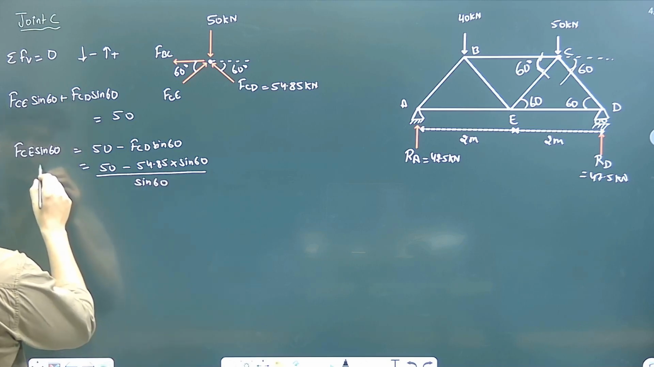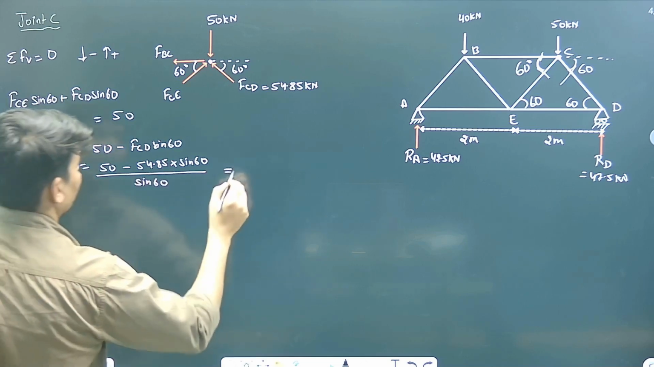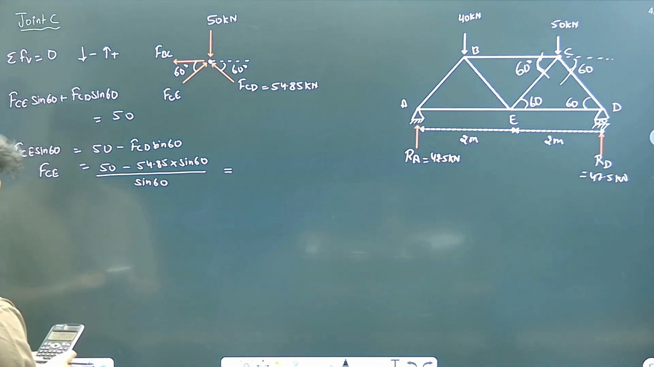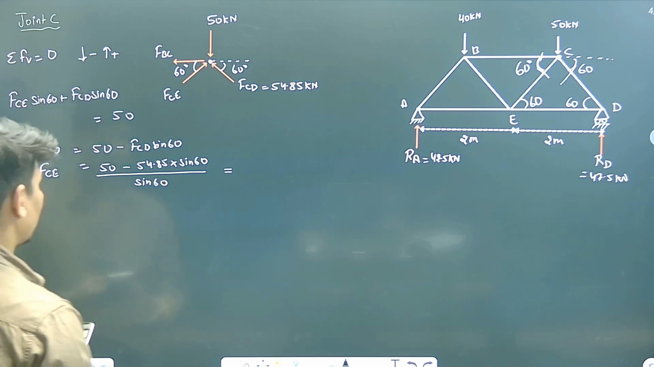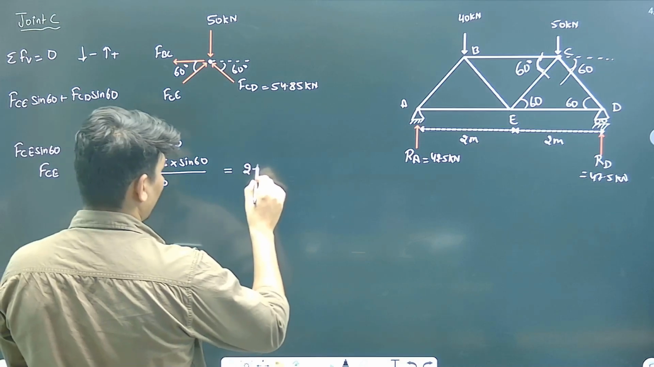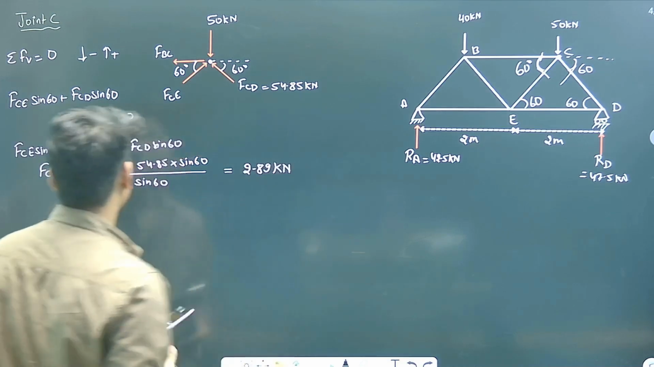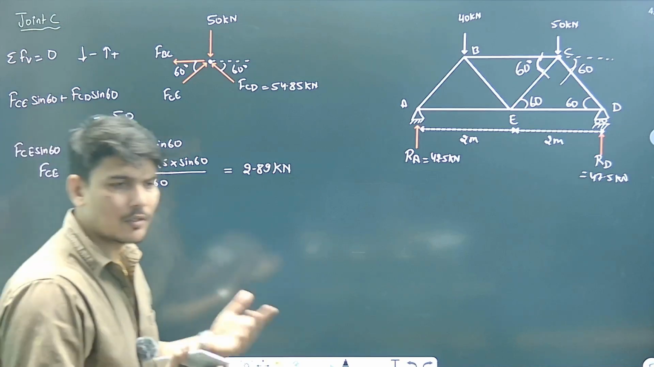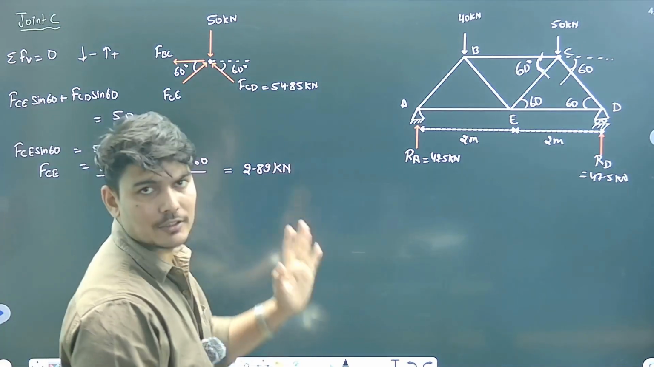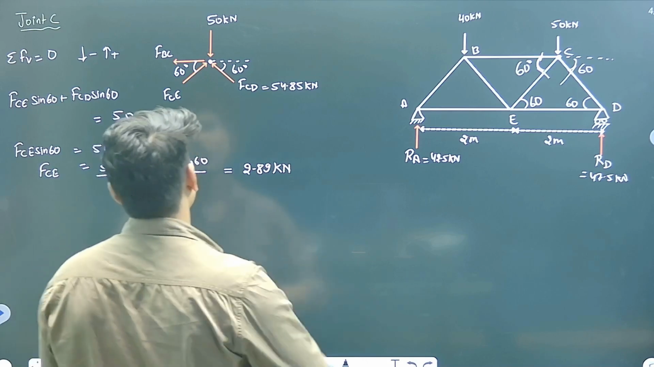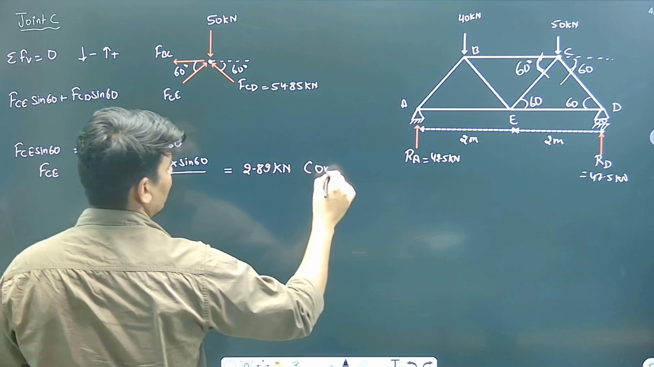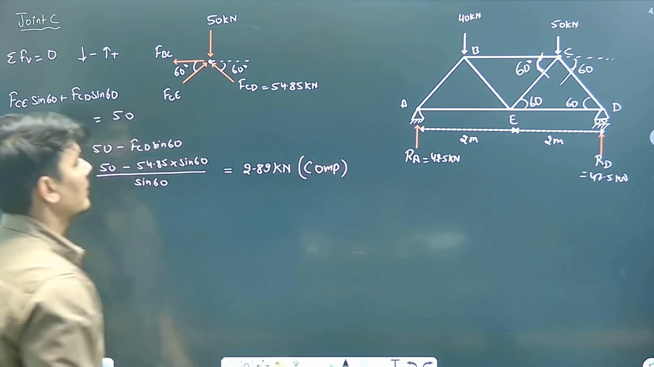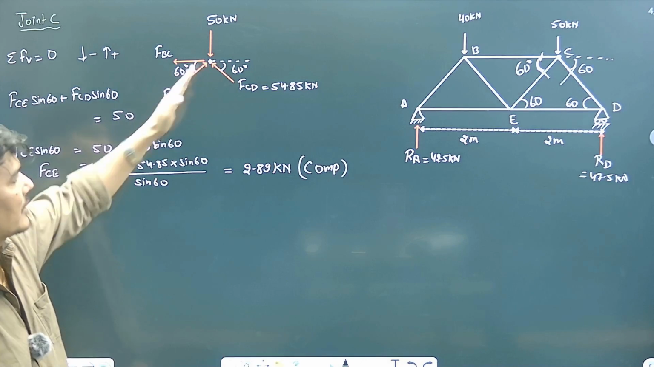Take the sin 60 from here, then sin 60. You'll get force in CE, that is equal to 2.89 kilonewton. Now what is the nature? The answer is positive, it's not negative. That means the assumed direction was correct. So for CE, what I assumed, it is going upwards. What will the nature be? Compressive. The nature is compressive. It is compressing the joint.